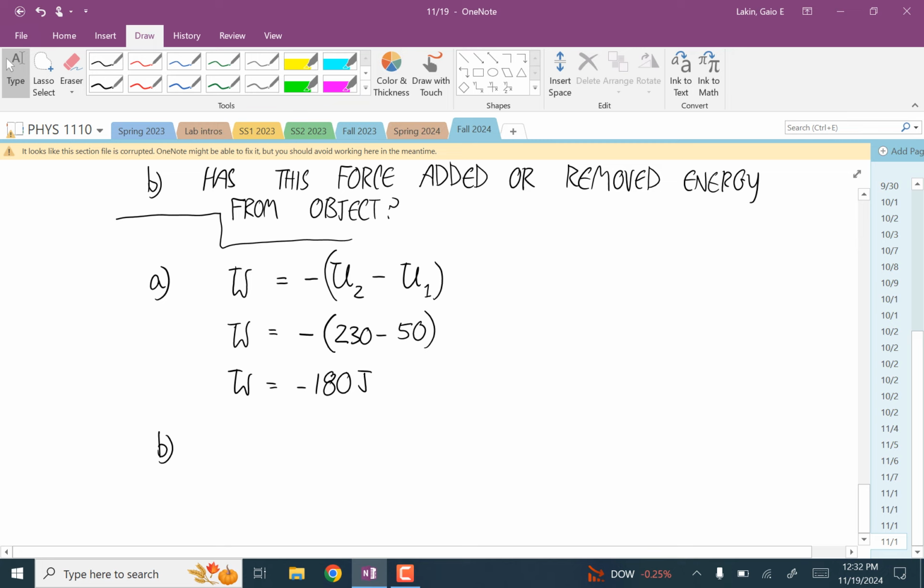Okay, so second, now that we've figured out that we have negative 180 joules of work, has that increased or decreased the kinetic energy of the object? Decreased, yep. So work is just the amount that it changes, so a negative means energy is taken away. So energy is decreased by this conservative force.